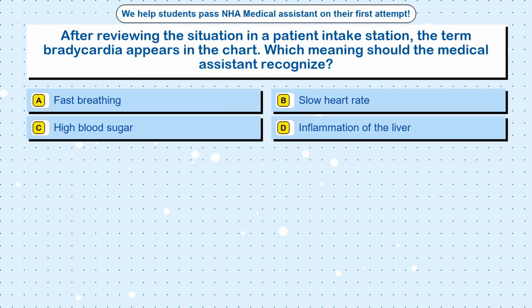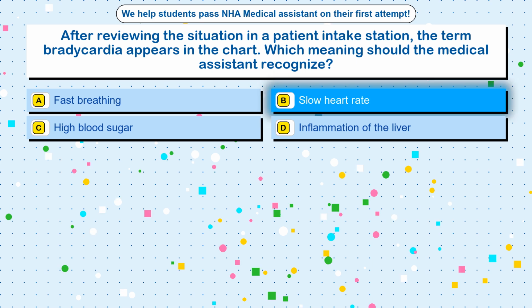Question 11. After reviewing the situation in a patient intake station, the term bradycardia appears in the chart. Which meaning should the medical assistant recognize? Option A. Fast breathing. Option B. Slow heart rate. Option C. High blood sugar. Option D. Inflammation of the liver. The correct answer is option B.